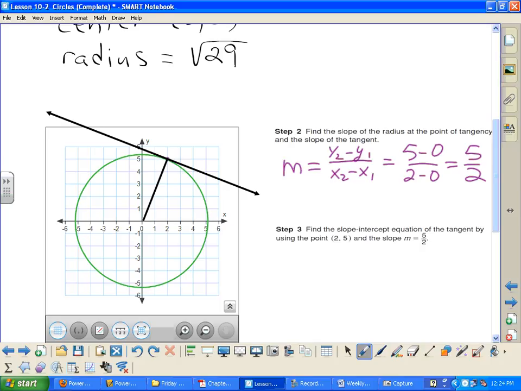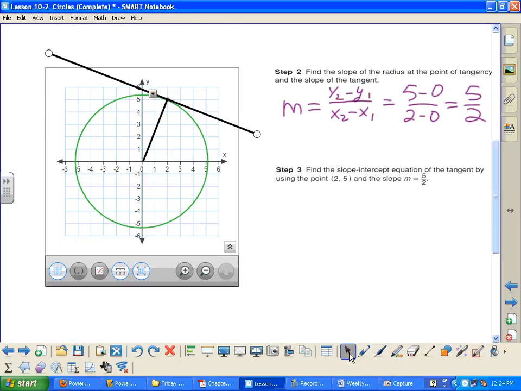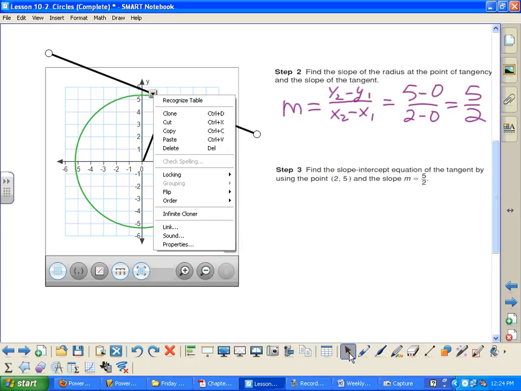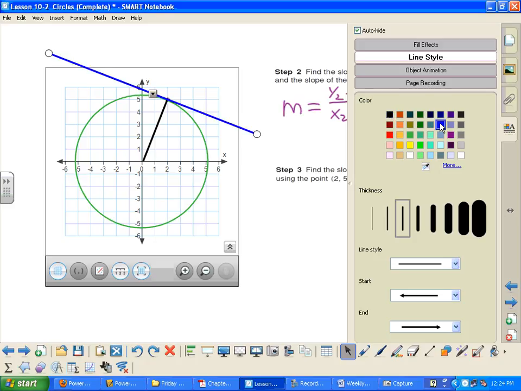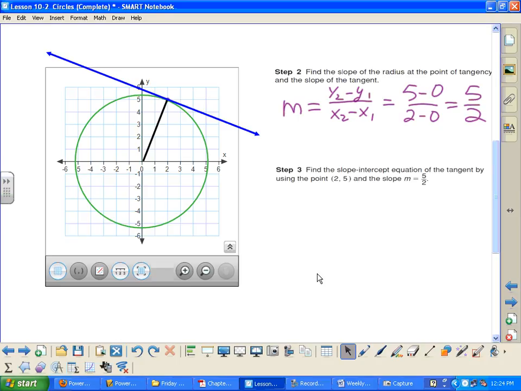Okay, so that's step 2. Right? Step 1, find the center. Step 2, find the slope of the radius at the point of tangency. Okay. Step 3 then is just find the equation of the line in slope-intercept form. So we now want to find the equation of this line. Well, do we know what the slope of this blue line is? Okay. It's negative 2 over 5. All right. It's the opposite reciprocal of the slope of the radius to the point of tangency.